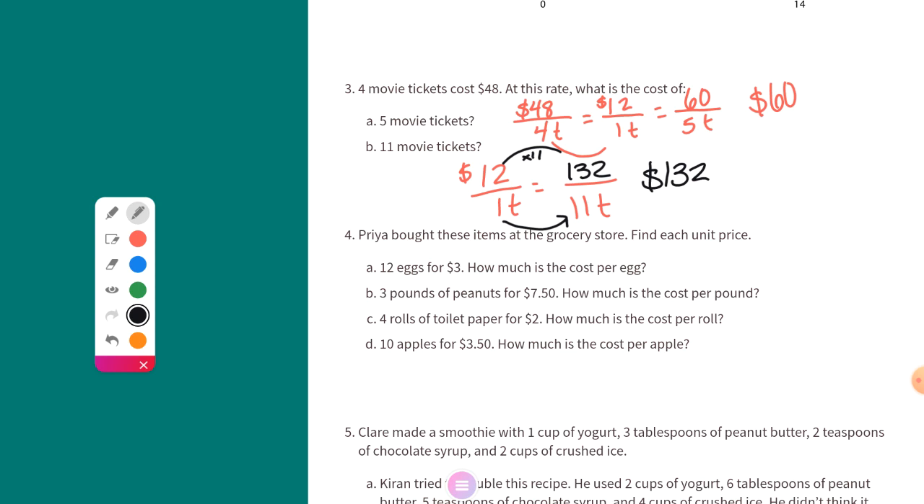So who thinks they can give me A? Colton? 25 cents. Per egg. Per egg. So add in per egg. So 25 cents. And I want you to notice in 6th grade, we really don't use the cent sign. Okay, we write 25 cents as $0.25. We write them as decimals. B, Noel? $2.50 per pound. Good job. $2.50 per pound.